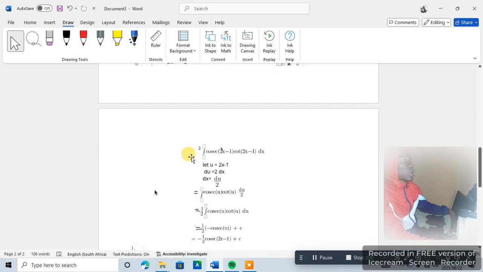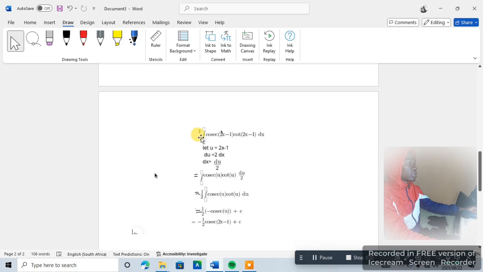So now let's see number two. Okay, here it's number two. The integral of cosec 2x minus x multiplied by cot 2x minus 1 dx. Now we see that here we have similar angles, so we're going to let u equal to this angle.